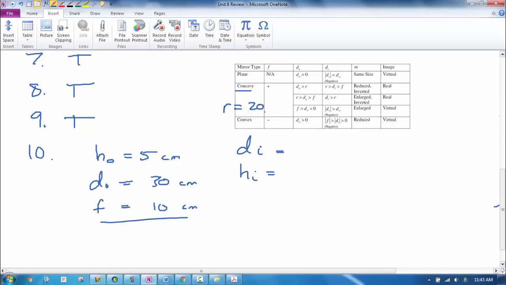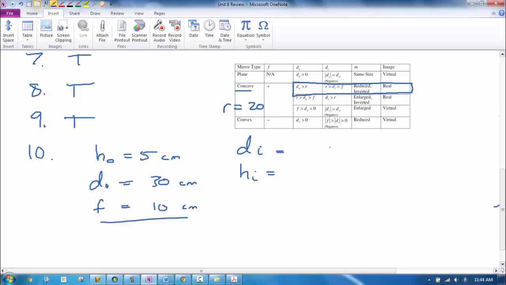So the distance to the object is 30, which means we have to be in this one, because the distance of the object is greater than the radius of curvature. 30 is greater than 20. So we know we're right here. We know the image then has to be between the radius of curvature and the focal point. We know it's going to be reduced and inverted and a real image.